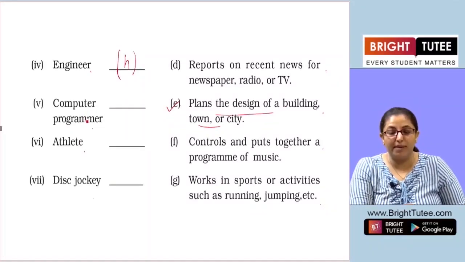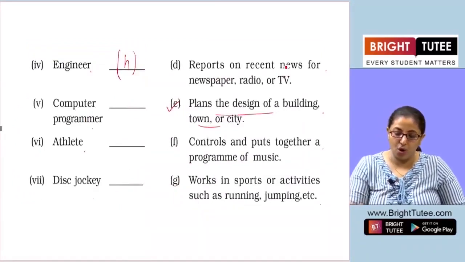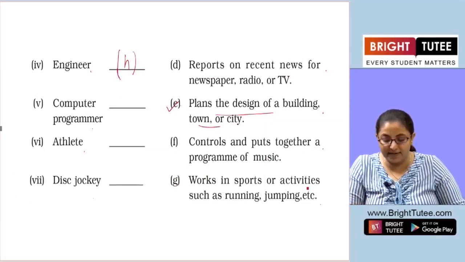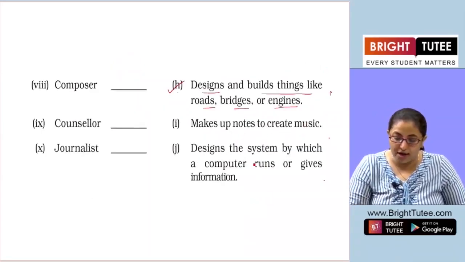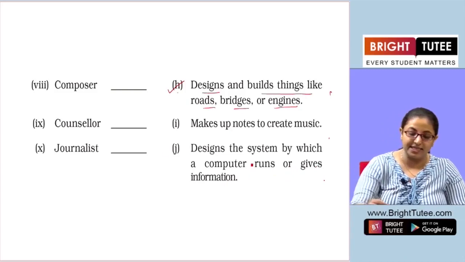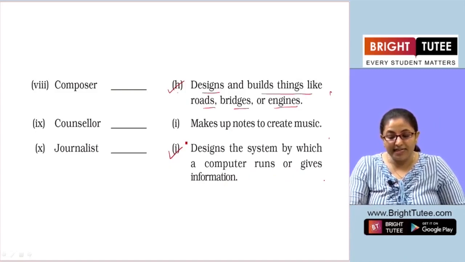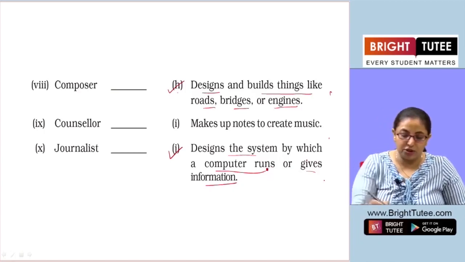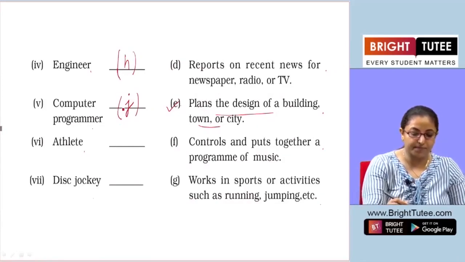Next, computer programmer. Who is a computer programmer? Reports on recent news? No. Controls and puts together a program of music? No. Works in sports or activities of running? No. Makes up notes to create music? No. Designs the system by which a computer runs or gives information. This is the right answer for a computer programmer. A computer programmer designs the system by which a computer runs or gives information. So this is J. We will write J here for the computer programmer.